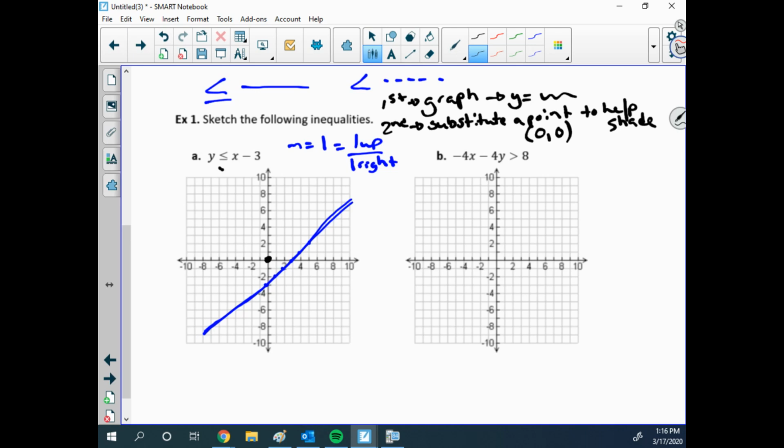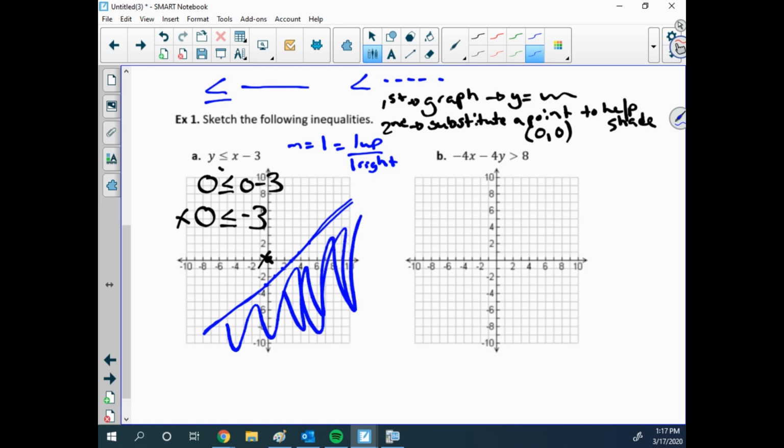So 0 less than or equal to 0 minus 3. I ask myself, is 0 less than or equal to negative 3? No, it's not, which means that point is not part of the solution. So I would need to shade everything on the other side. And that is how I would sketch that inequality.